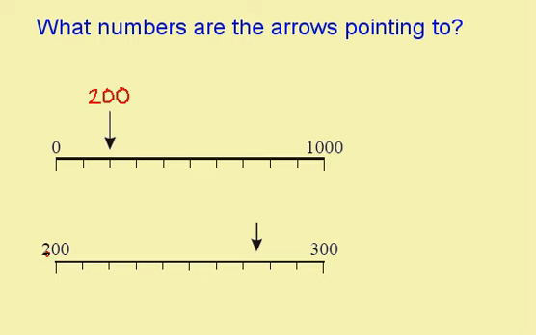The difference between 200 and 300 is 100, and we have 10 equal parts again. 100 divided by 10 is 10, so each part is 10. So we have 210, 220, 230, 240, 250, 260, 270, and 280. The arrow is pointing exactly in between 270 and 280, so it must be pointing to 275.